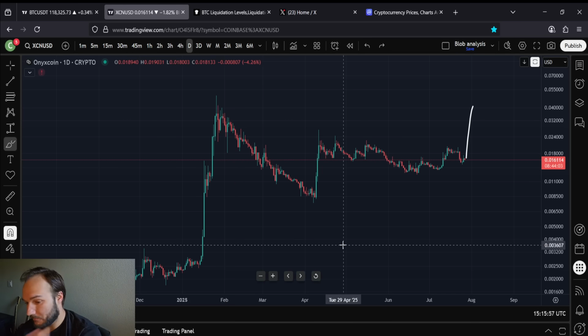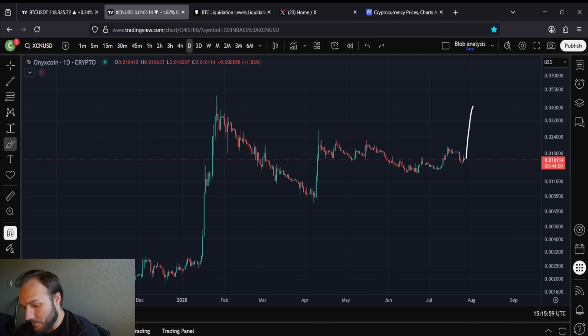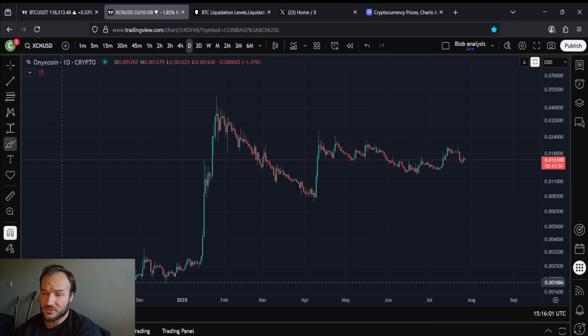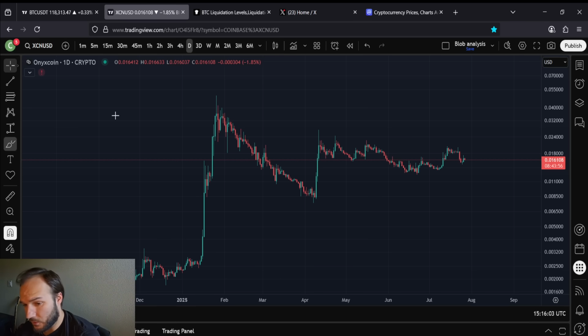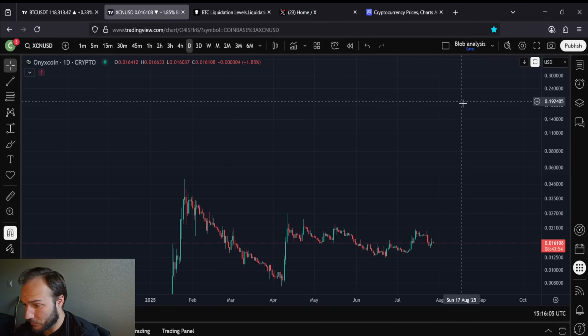We should be moving up to 8 cents, 9 cents pretty fast. Maybe by the end of this month. If not by the end of this month, sometime in early August. And then going into August, we should start moving up even higher. 26 to 32 cents is the ultimate target area.